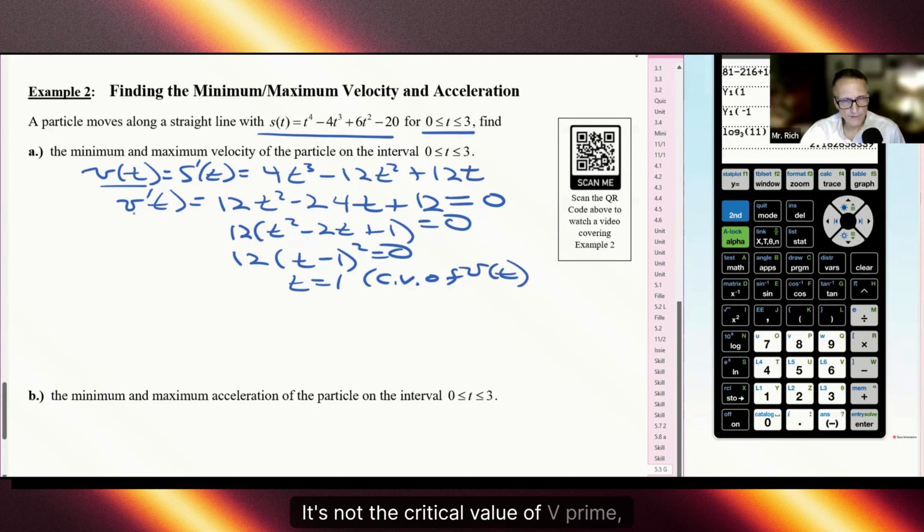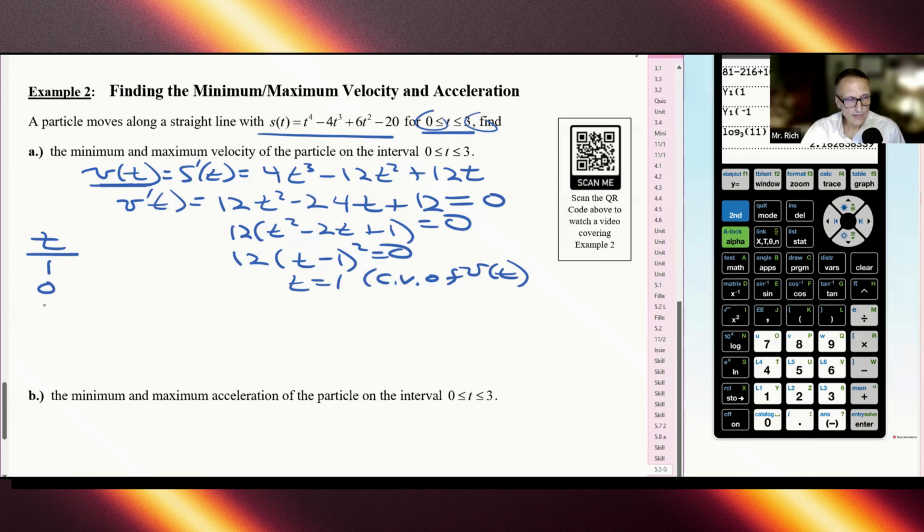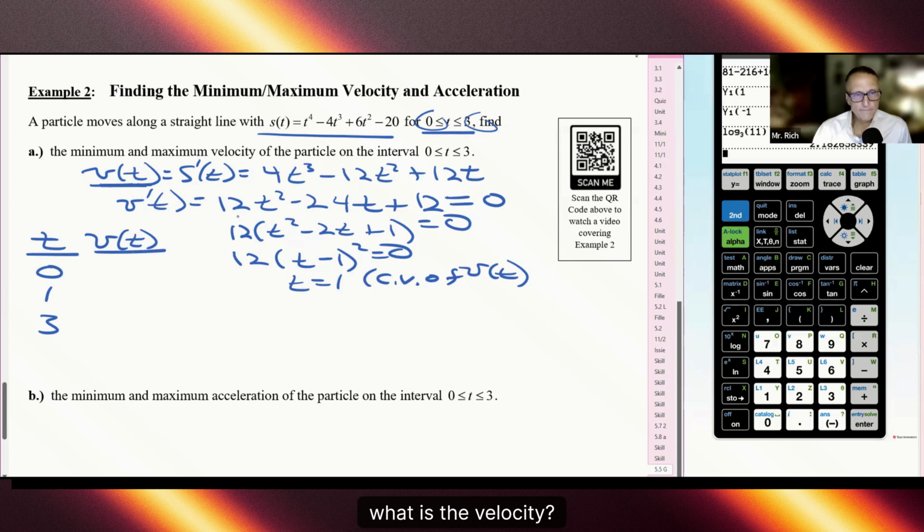It's not the critical value of v prime. It's the critical value of v because it's the t that makes the velocity derivative equal to 0. So now my candidates are the following t values: 1 and the two endpoints, 0 and 3. Okay, let's put them in order: 0, 1, and 3. What we need to do is find out at those candidates, what is the velocity?